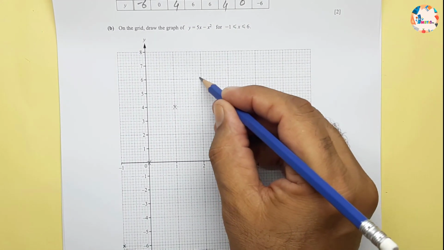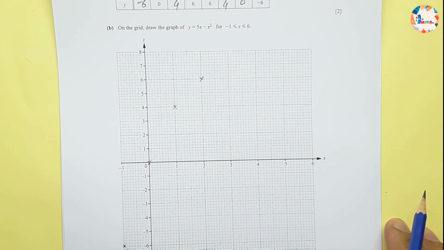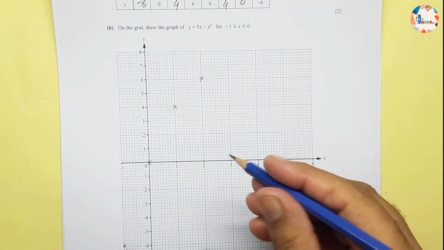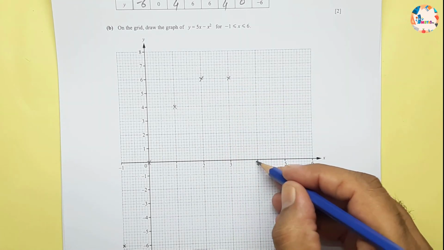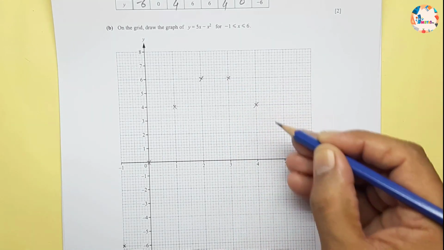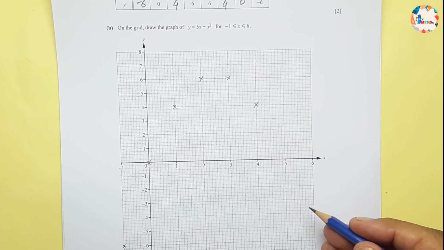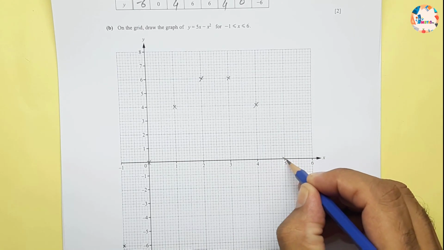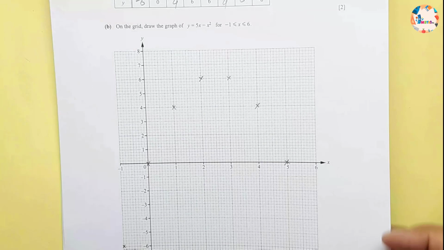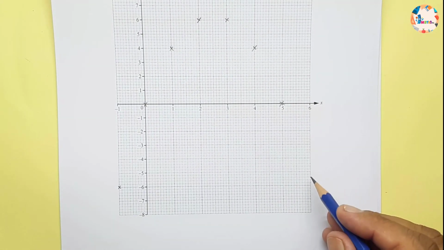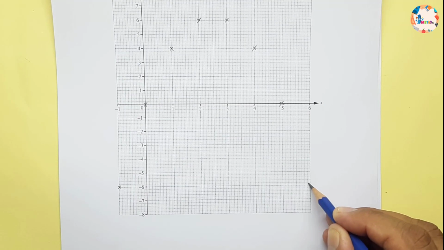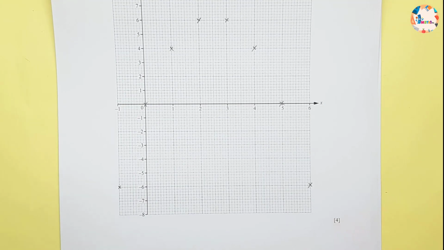So 2 and 6 will be this location. Then 3 and 6 also. 3 and 6 is this one. Then 4 and 4 will be this location, and 5 and 0 will be on the x-axis, and 6 and minus 6 will be over here.